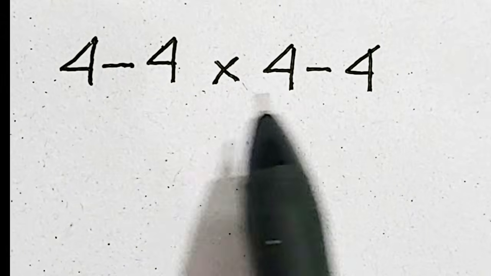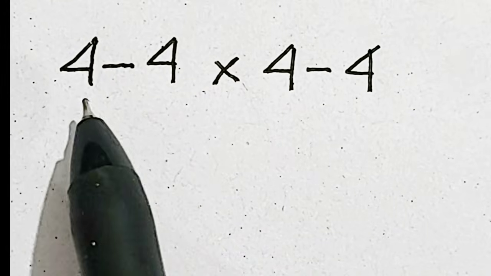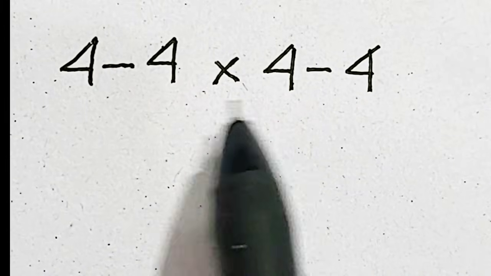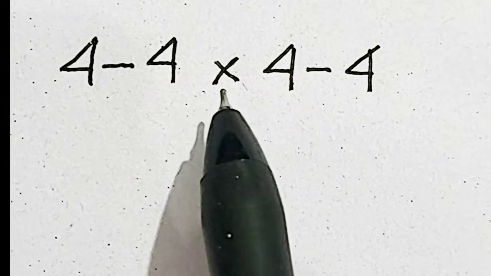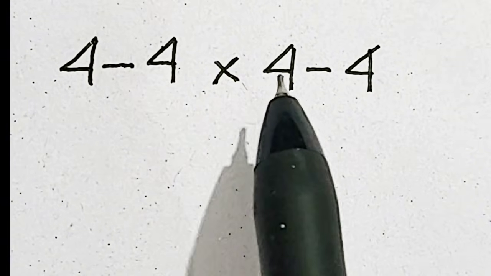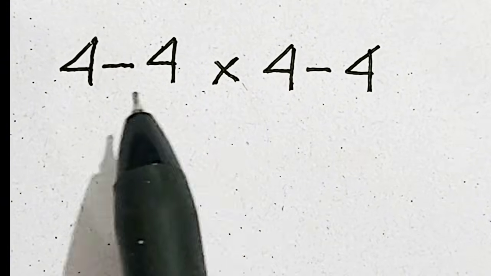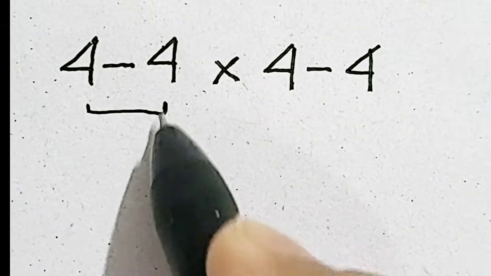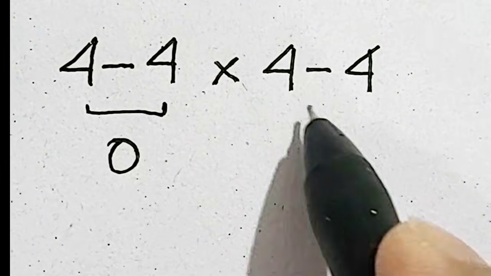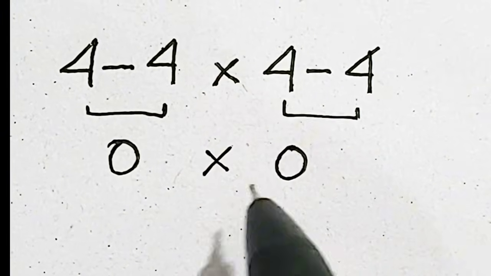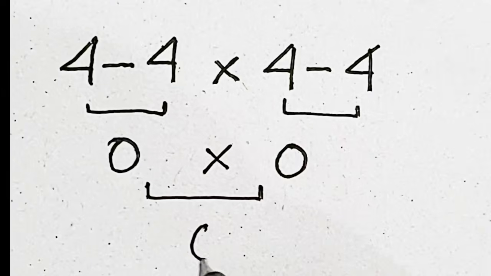This amazing math problem is quite simple, because 4 minus 4 times 4 minus 4 can be written as 0 times 0. So our answer will be equal to 0. And that is the method which is adopted by most of the people who are seeing this question. So 4 minus 4 will be 0, and 4 minus 4 will be 0. 0 times 0 will be 0.